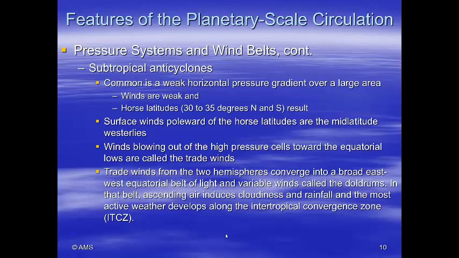Along with the subtropical anticyclones, there is a weak horizontal pressure gradient over a large area. So the winds are weak, and we call these the horse latitudes, and they run 30 to 35 degrees north and south.